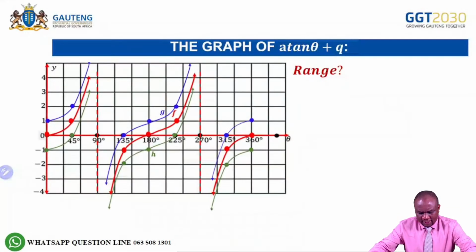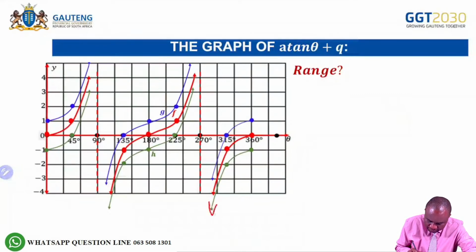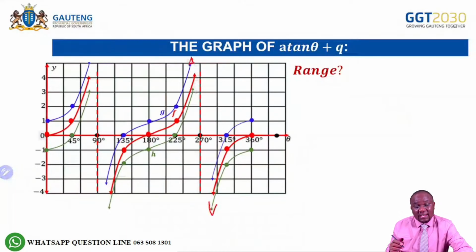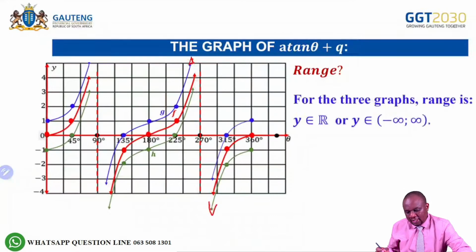Right, welcome back. The range, these are the y values. You can even see this graph. We have arrows here to show that this graph continues, goes down to negative infinity, and here goes up to positive infinity. So the range, we're saying y is an element of real numbers, or you can say y is from negative infinity to infinity. Okay, right. That's what it means then.